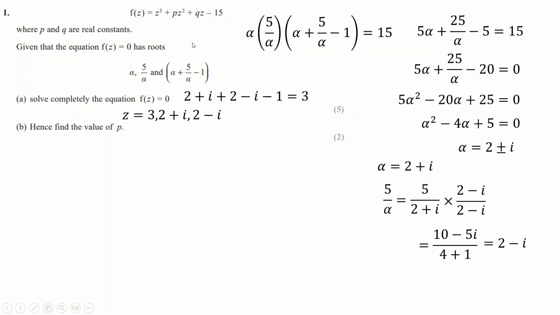Find the value of p. There's lots of ways to do this, but I think the easiest way would be to say p is the sum of the 3 roots. It's actually not quite. p over this with a minus in front is the sum of the 3 roots, because there's 3 of them. Again, it's a negative. When we add those up, we get 7, I think, over here. The i's cancel again, so p is minus 7, and we'll have our answer.